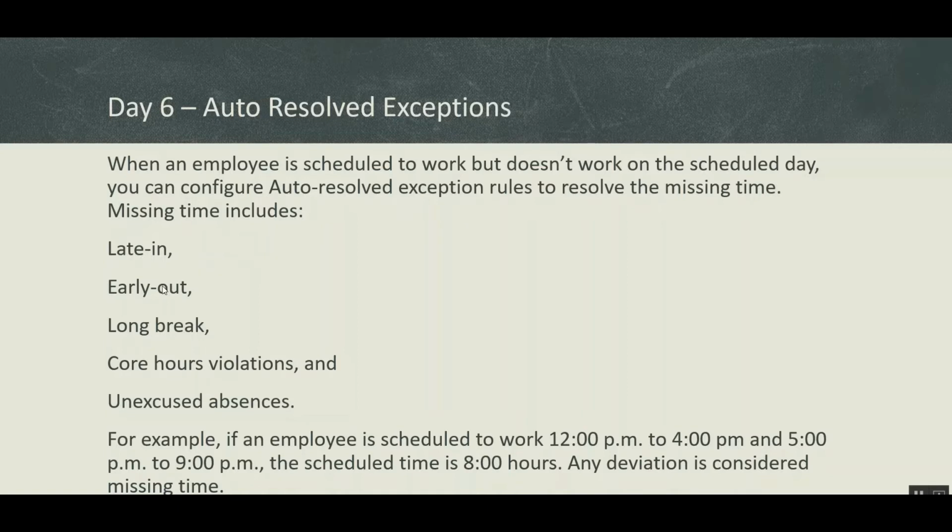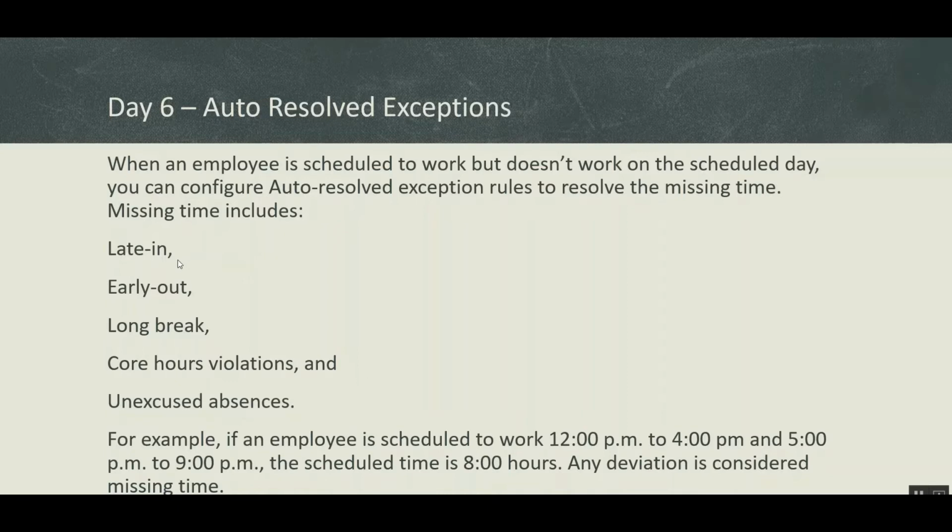Likewise, if an employee is supposed to leave at 5, but he leaves 30 minutes early, that 30 minutes can be tracked. Likewise, if somebody takes a long break and somebody has a core hour violation, and the most commonly used one is unexcused absence. So the unexcused absence is the one where you do not have any punch or you do not have any time off request submitted by the employee, so there is no in and out time, and the system will generate an exception called unexcused absence.